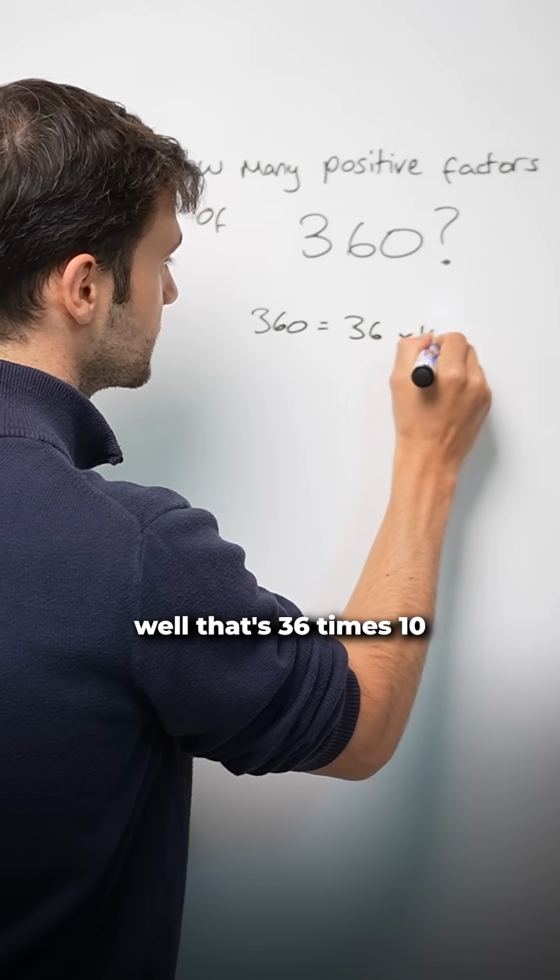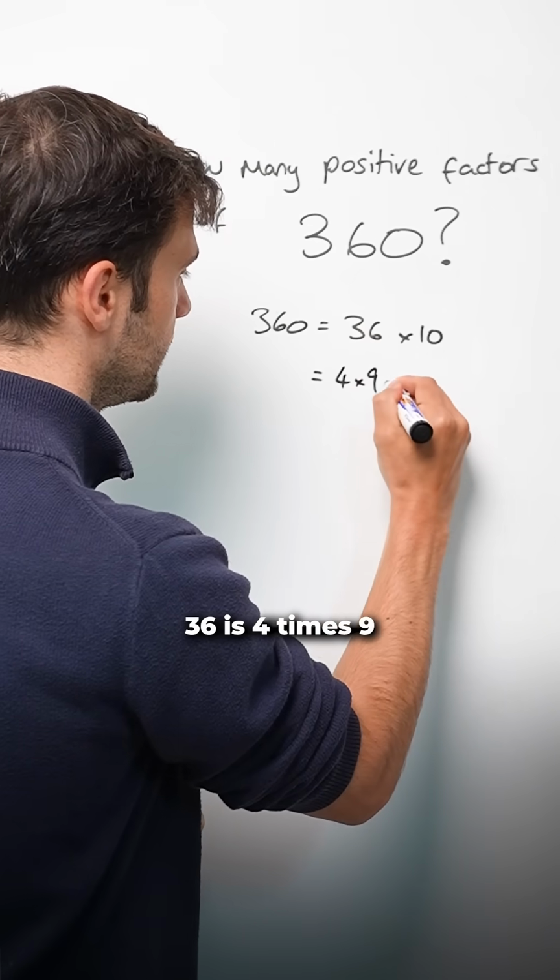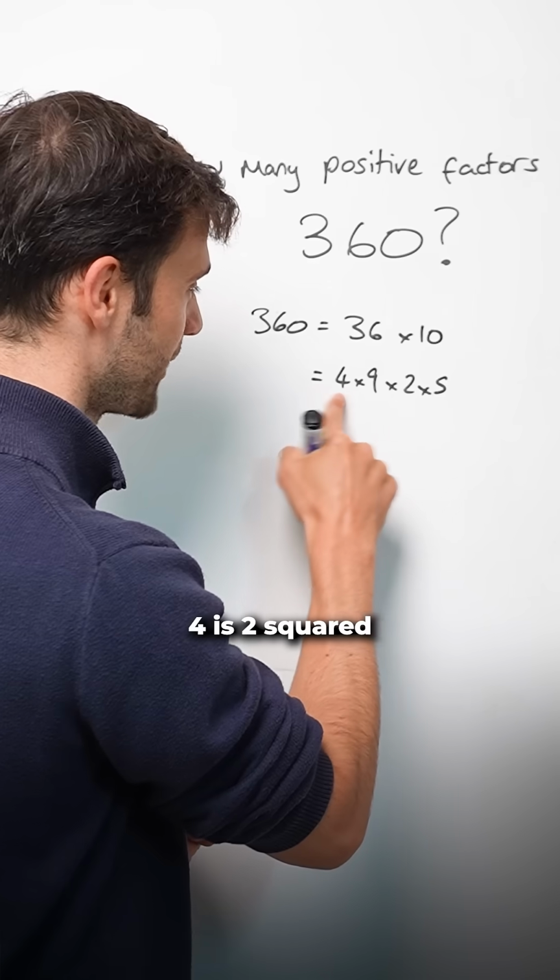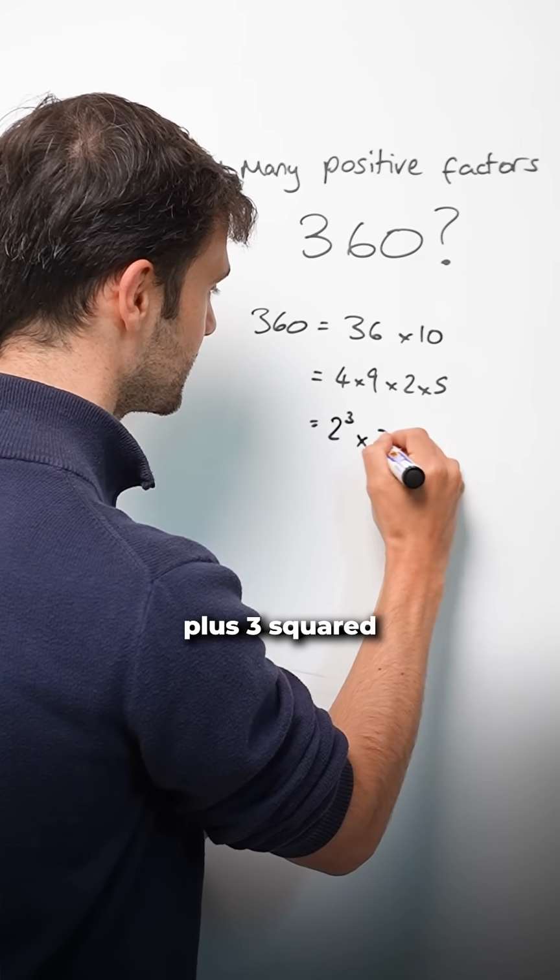360, well, that's 36 times 10. 36 is 4 times 9. 10 is 2 times 5. 4 is 2 squared, times the other 2 is 2 cubed, times 3 squared times 5.